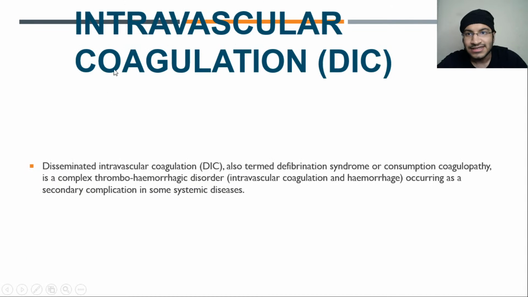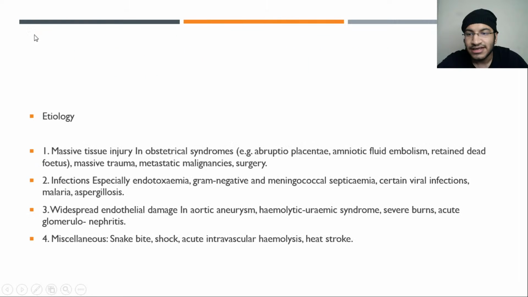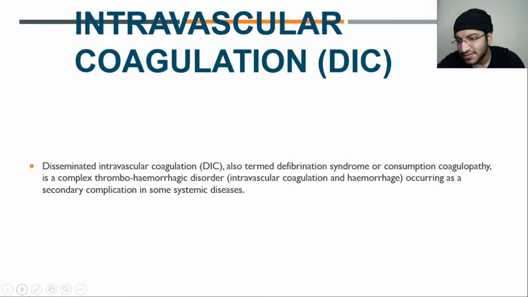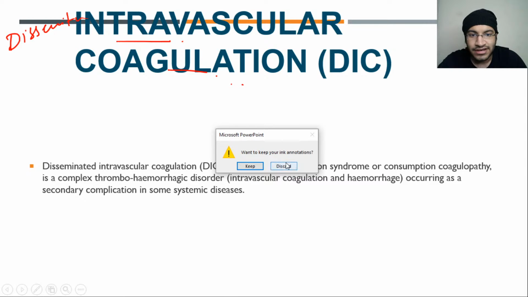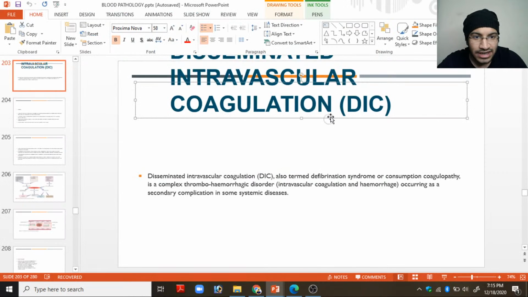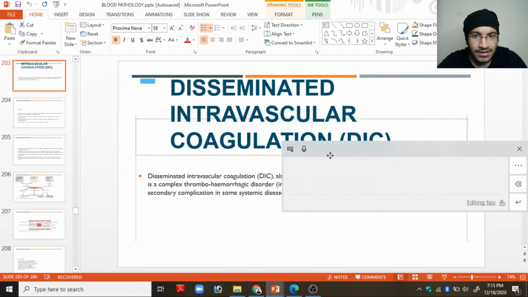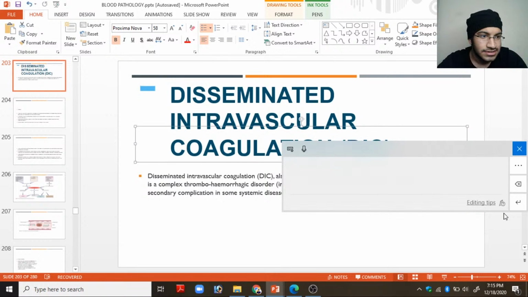So guys, DIC, disseminated, what's wrong with this pen, man? Yeah, disseminated intravascular coagulatory disorder. So DIC is the disseminated intravascular coagulation, and there is some error in the editing.